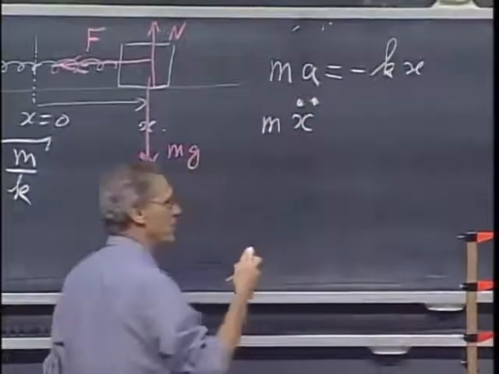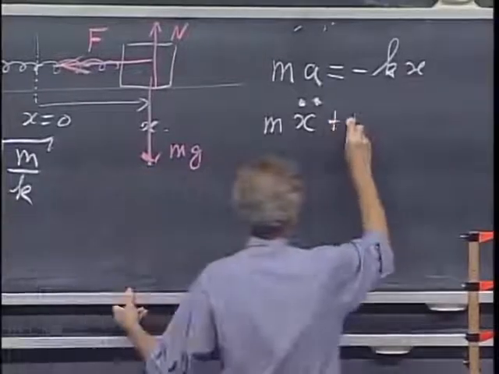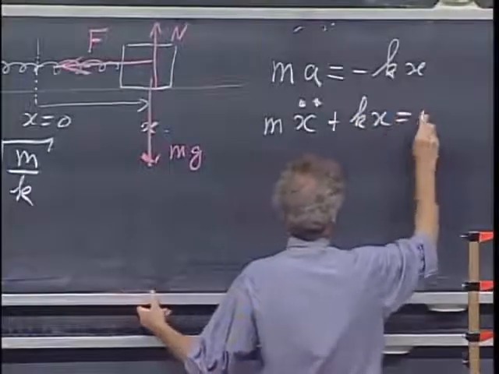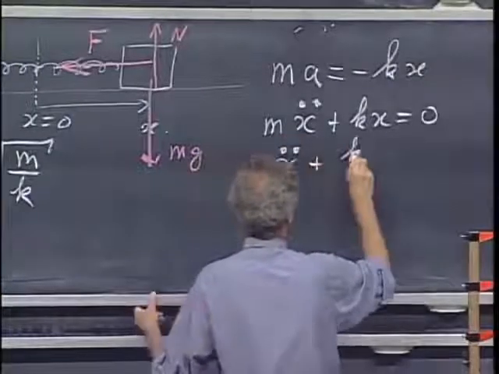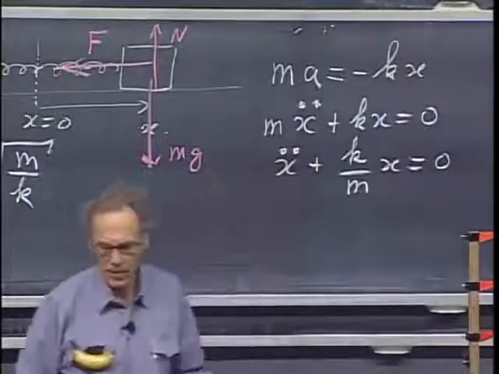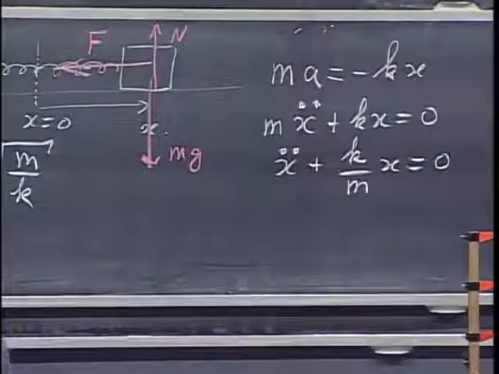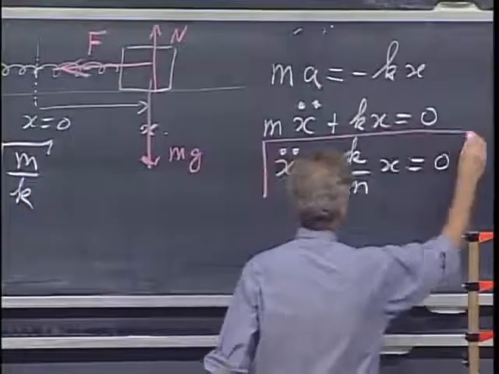One dot is the first derivative, that's the velocity. Two dots is the acceleration. Plus kx equals 0. I divide by m, and I get x double dot plus k over m times x equals 0. And this is arguably the most important equation in all of physics.